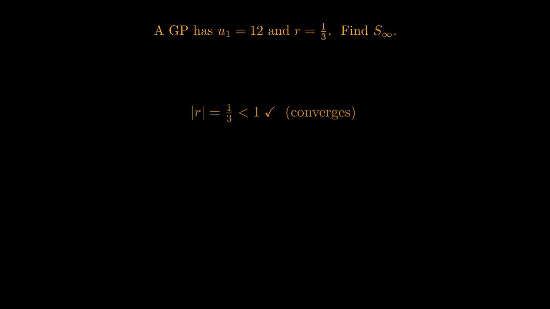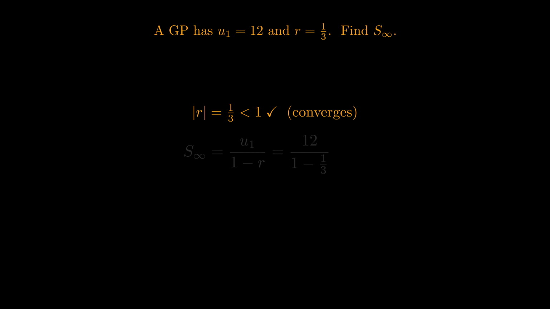Let's build a ladder of examples. Easy to hard. All my own numbers, IB style. Part 1. Forwards. A geometric series has first term 12 and ratio 1/3. Find the sum to infinity. Step 1. Always. Check convergence. The absolute value of 1/3 is less than 1. Good. It converges. And that check is worth a mark.